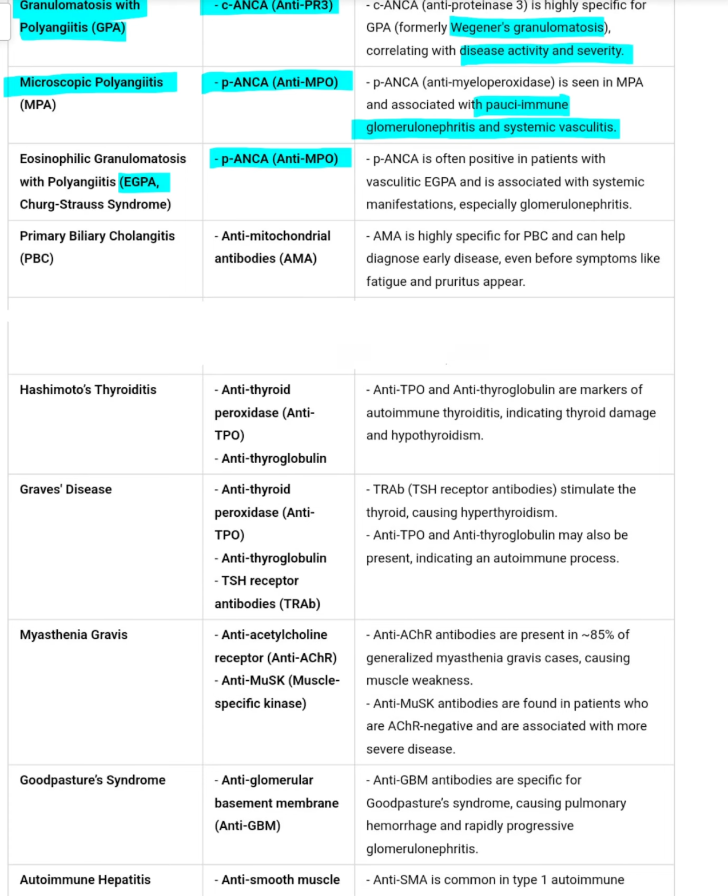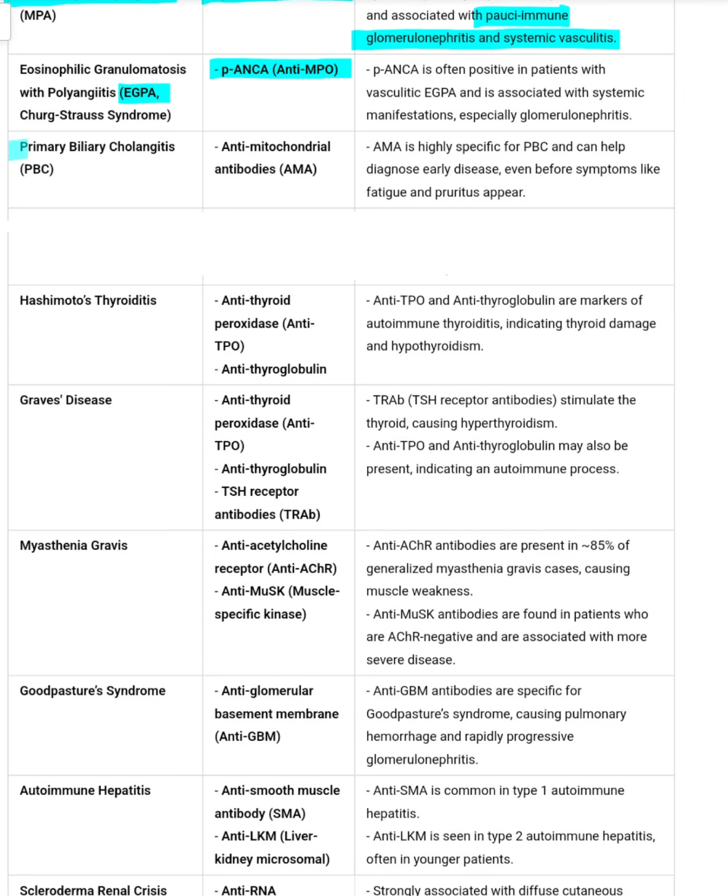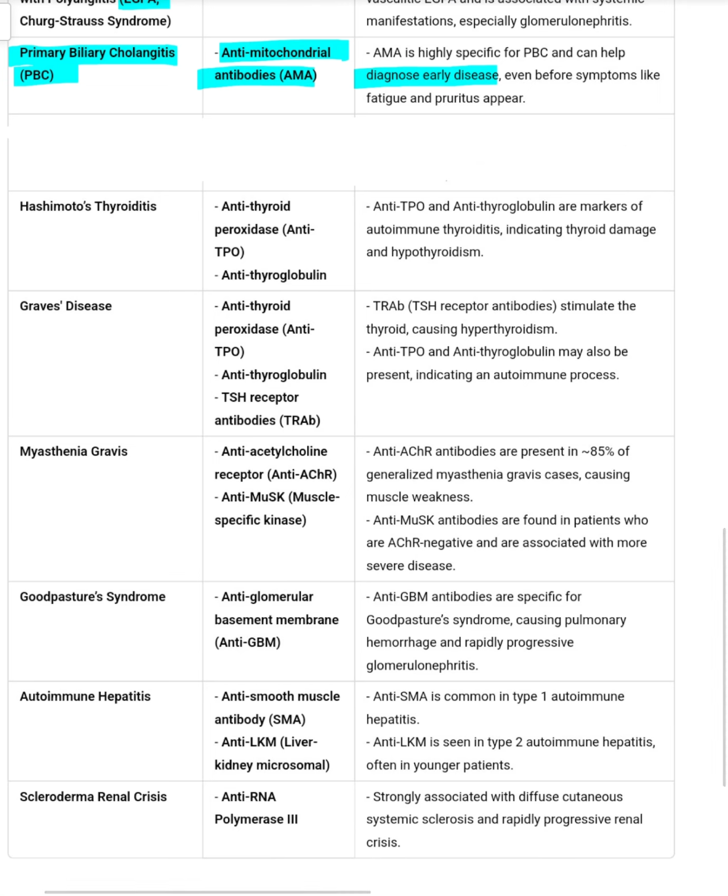Next is primary biliary cholangitis, that is PBC. In that, what do we get? Anti-mitochondrial antibodies. It is specific for PBC and can help in diagnosing the disease early. Even before the symptoms of fatigue and pruritus appear, if these antibodies are present, we can predict it.